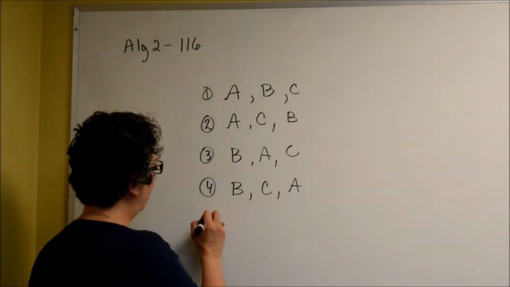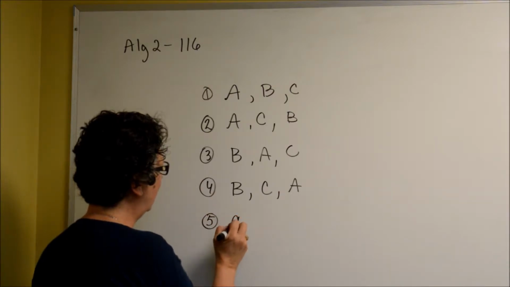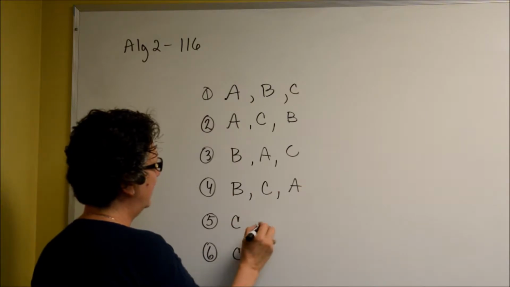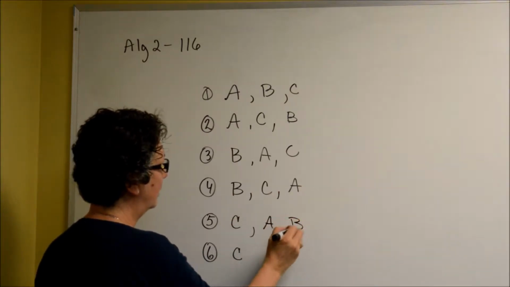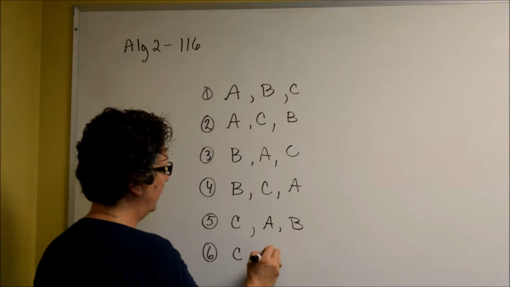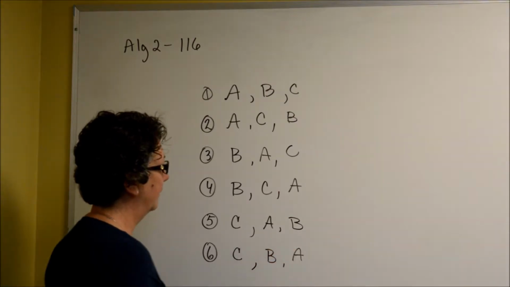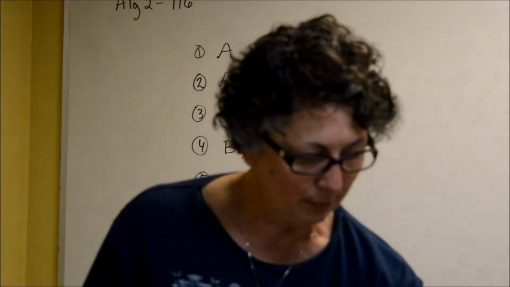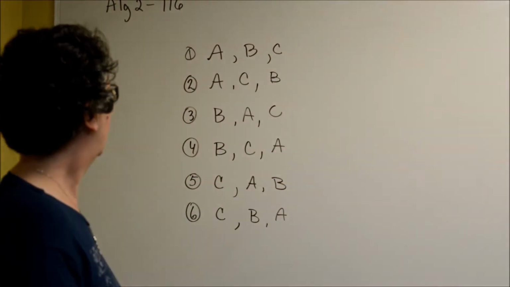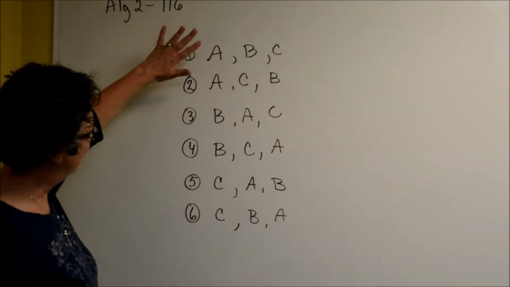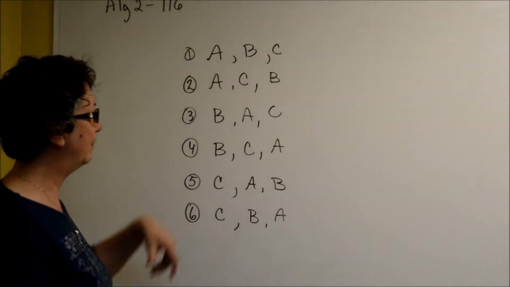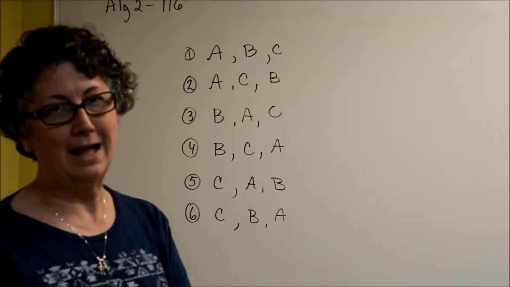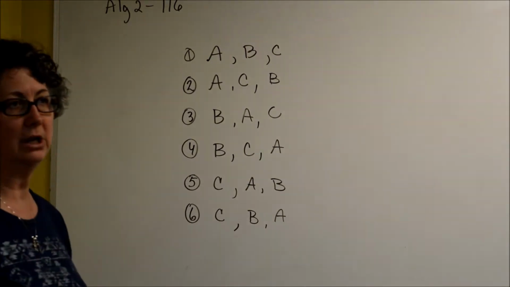I could start my list with the C, and that's going to be the last two ways. I can either have C with A second and B third, or C with B second and A third. So I have three letters, and I am arranging them. I can arrange them in 6 different ways. So when I only have 3 letters, that one's pretty easy. But what if I had 10 letters? So I need to find a pattern to this arranging.